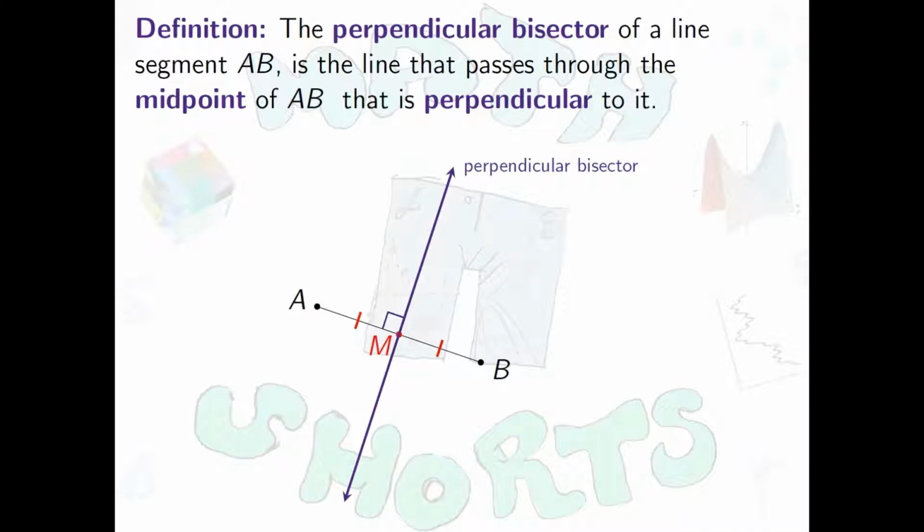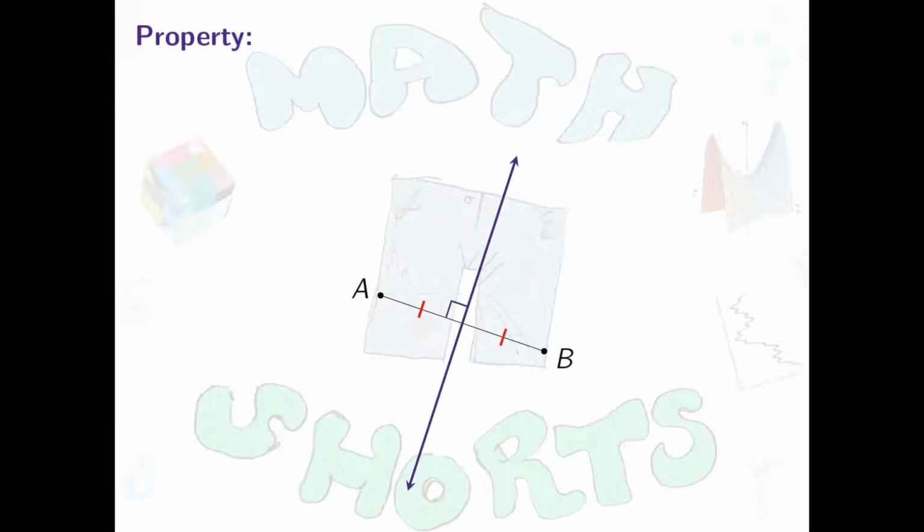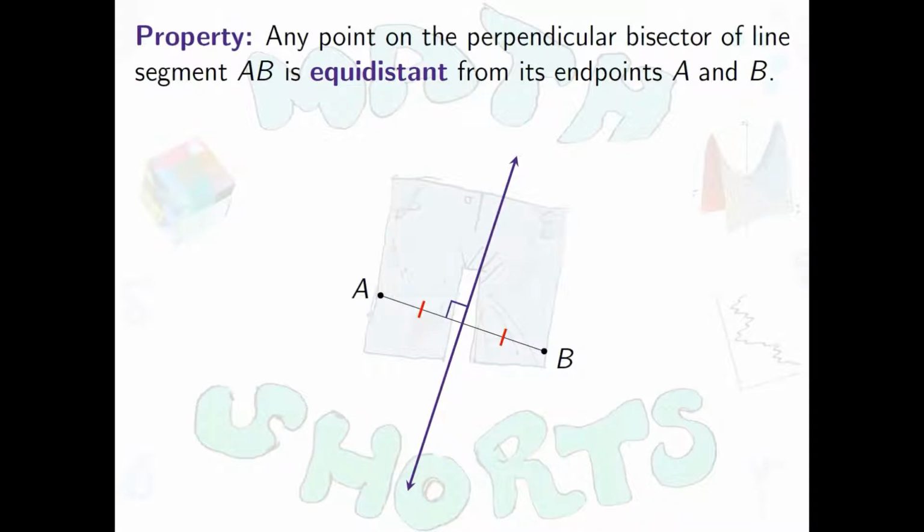At this point, we should ask, what are some of the properties of this object? A basic and very important property of a perpendicular bisector is that any point on the perpendicular bisector is equidistant from the endpoints of AB. Now, what does this mean? It means that if we take any point on the perpendicular bisector, P, and we join it to the two endpoints, then the distance PA and the distance PB should be the same.